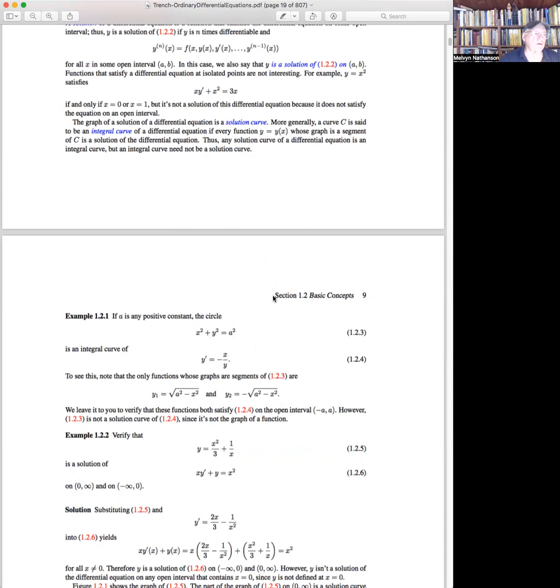So if you think of the circle, there are only two functions whose graphs are on that circle. The function which corresponds to the top half of the circle, y1 equals square root of a squared minus x squared, and the bottom half, y2 equals minus the square root of a squared minus x squared. And you can check if you take each of these. First, you should graph these to make sure you understand what's happening. And you should check that when you differentiate this and plug it into this equation, you get a solution of the differential equation.